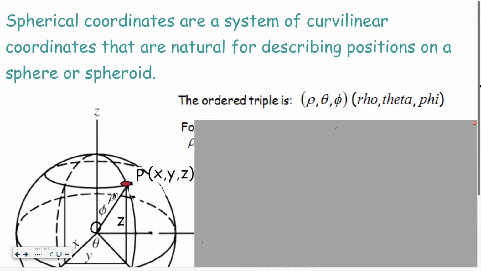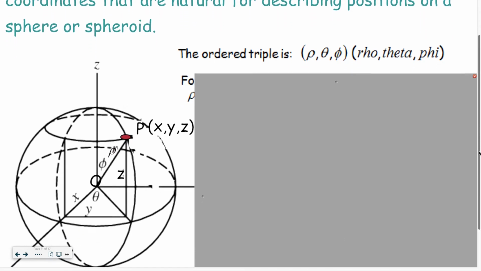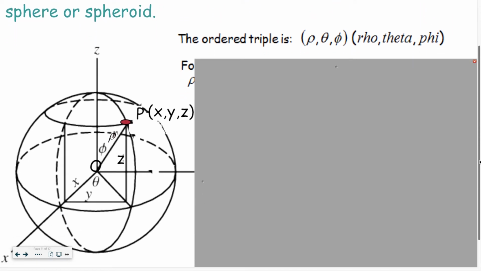Okay, so spherical coordinates are a system of coordinates that are natural for describing positions on a sphere. So it's basically rotations from each axis, like alpha, beta, and then gamma. You move out the radius.